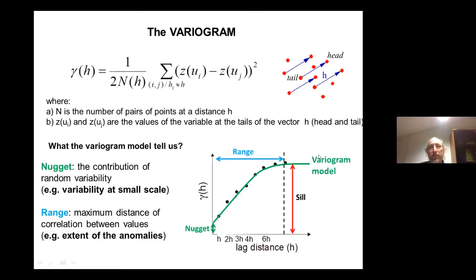Modeling this experimental variogram, we also obtain other important information, because without going into much detail in the theoretical aspect, the value of the variogram for a distance of 0, that is called the nugget effect, describes the contribution of the variability at small scale in our measurement. And generally what we want is that this component is as low as possible. Another parameter of the variogram model is the range, that is the distance after which the variogram remains quite constant. It tells us the maximum distance of correlation between the values. And in practical terms, this more or less coincides with the extent of our anomalies.